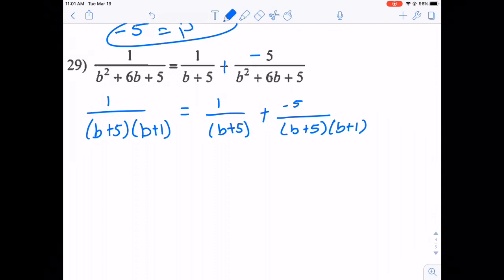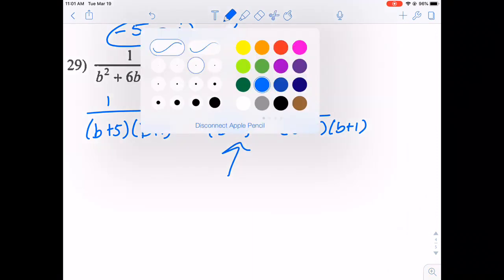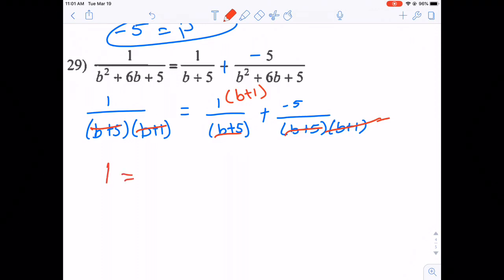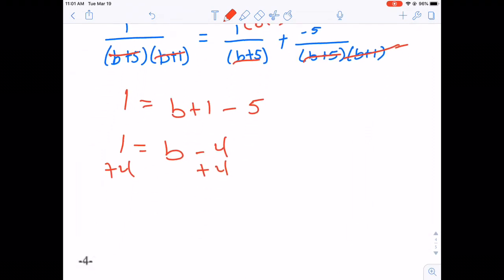Let me just show you another method here. The first and third fraction already have the common denominator. The second fraction is missing b plus 1. So that's really the only thing that's going to end up being needed or multiplied. So everything's wiped out here. And so we just have 1 equals b plus 1 minus 5, or plus a negative 5, however you want to say that. 1 equals b minus 4, adding 4. Looks like b equals 5.